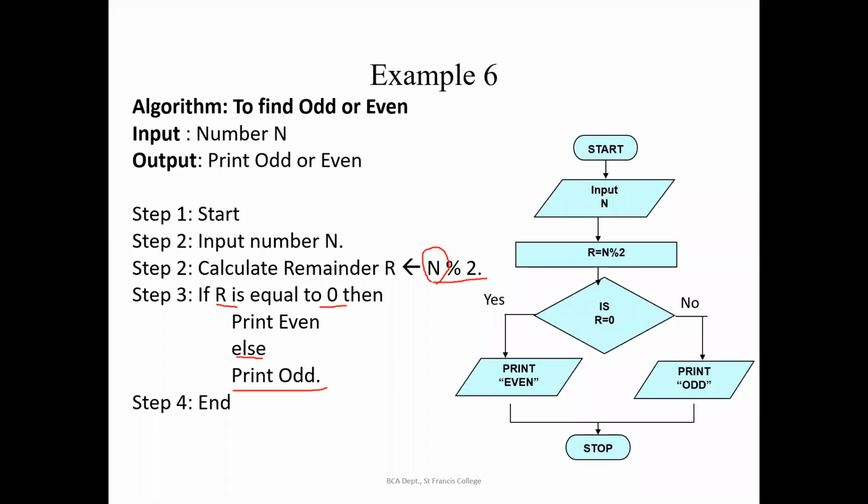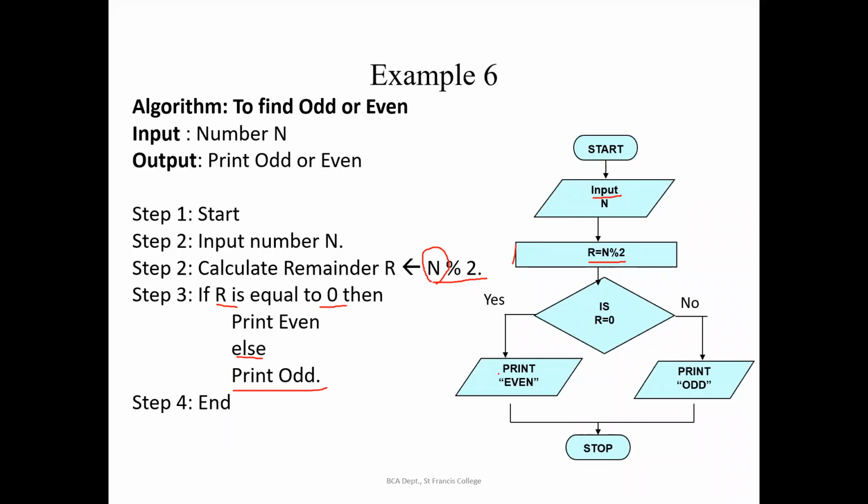So start, then we will have to get an input from the user, which you have to mention in an input box. Then you are doing some calculation and assigning the value to R. So you can use n mod 2 equal to R in a process box. Then after that, we are checking using a decision box: is R equal to 0? It's not a program, that's why I'm not using double equal to. It's just checking whether it is equal to 0.